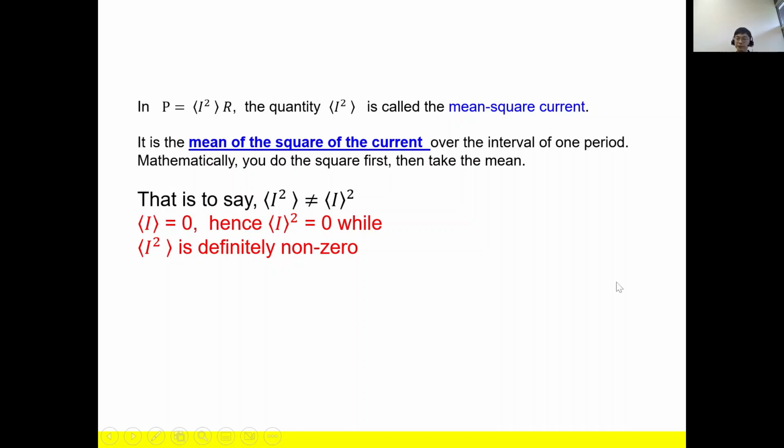So the main aim of this part is to introduce to you firstly what is mean square current as well as mean square voltage in your notes, and to ensure that you do not write mean square current as the square of the mean current. So this is something to take note of.